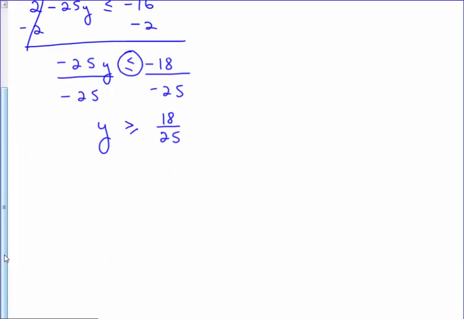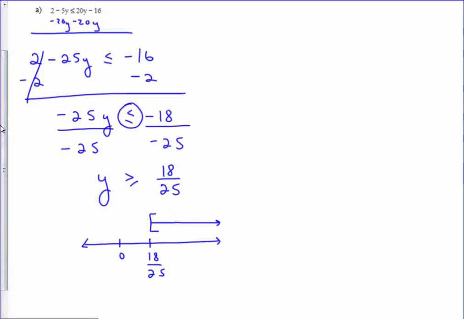If we were to graph this on a number line, we'd have 0, and to the right of 0, we would have 18 over 25. The inequality says y is greater than or equal to 18 over 25, so we'd be going to the right. Because the inequality can include 18 over 25, I will use a square bracket to indicate we can include that value.